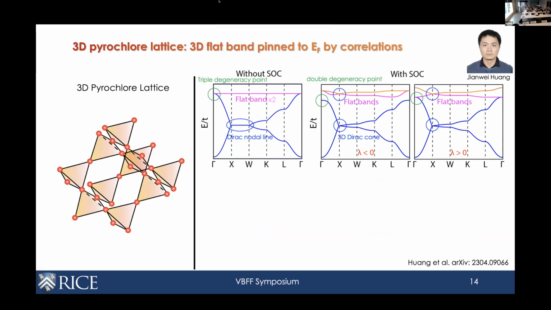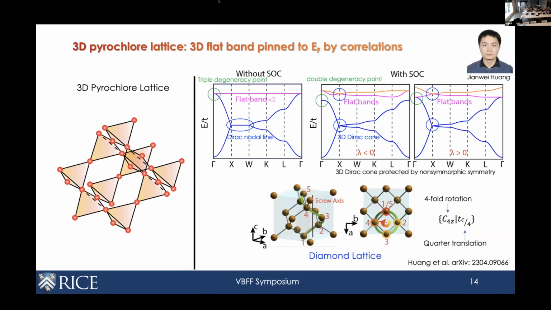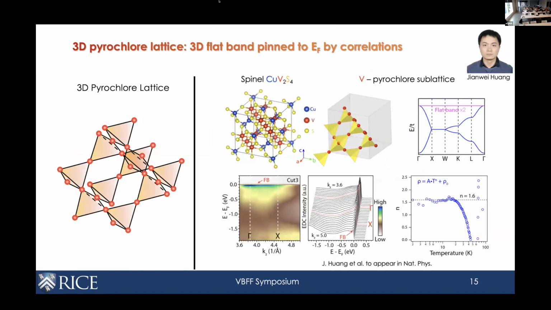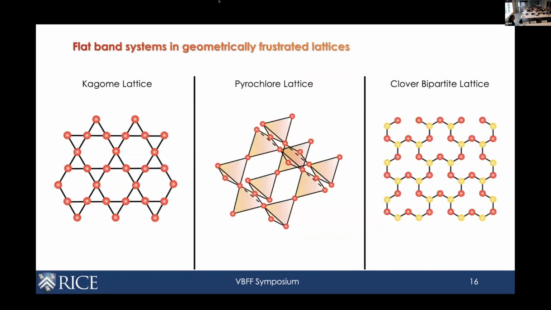You actually have two copies of flat bands. And here, experimentally, we observed this in this material, copper vanadium sulfur. Here, the vanadium sublattice forms this pyrochlore, and experimentally, we see this extremely sharp and flat band right at the Fermi level. And the consequence, as he already demonstrated, is that there is a parallel behavior of the geometrical resistivity that deviates from a Fermi liquid. Because he already talked about this, I will actually skip this as well.